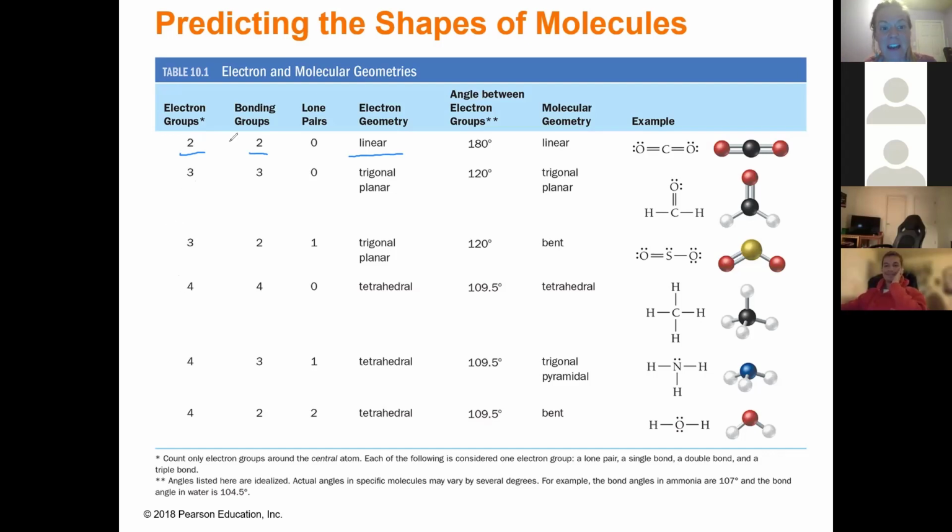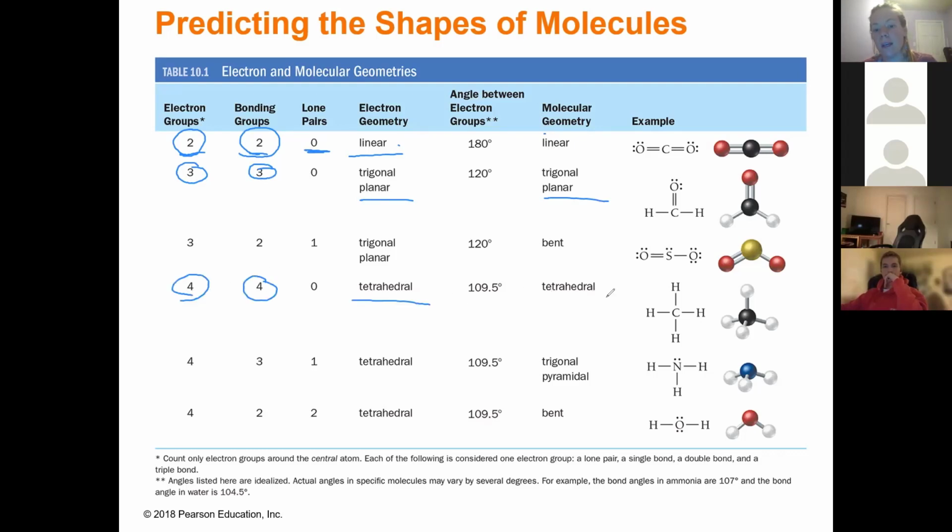All right, so if we have the same number of electron groups as we do bonding pairs, or we have 0 lone pairs, the electron geometry and molecular geometry are the same. That's like this. Same thing here. Look, we've got electron groups, bonding groups, same number, same shape. Okay. Same thing here.